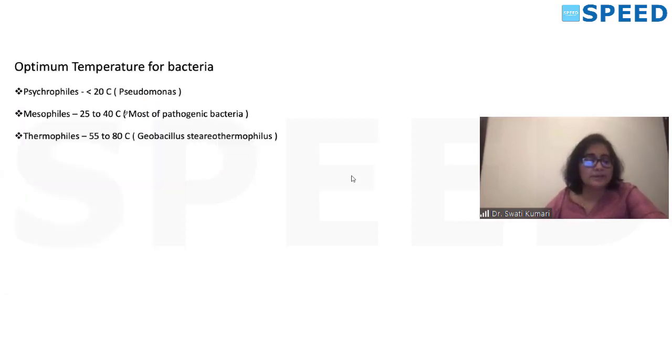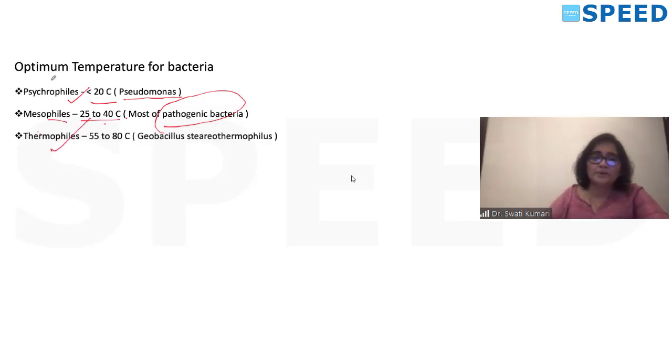On the basis of temperature, how do we divide the bacteria, what terms do we use? Psychrophile, which grows best in less than 20 degrees centigrade; example is Pseudomonas. Mesophile, which grows at 25 to 40 degrees centigrade. Most of your pathogenic bacteria come to this group of mesophile. Thermophiles, which take higher temperature, 55 to 80 degrees centigrade, that is Geobacillus stearothermophilus. Psychrophile less than 20, mesophile 25 to 40, thermophile 55 to 80 degrees centigrade.